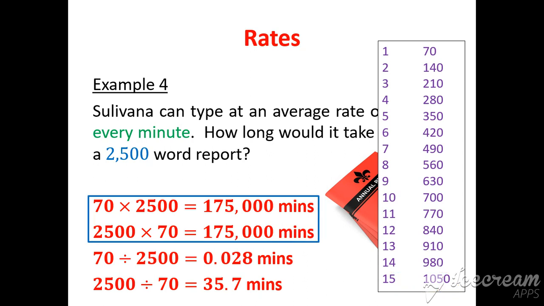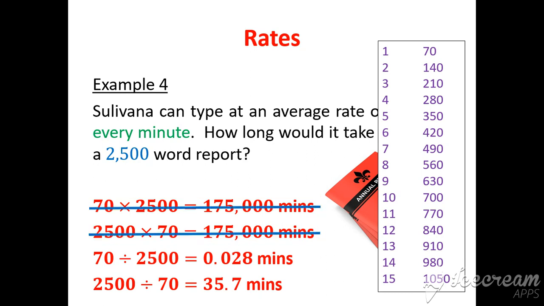So these answers here of 175,000 minutes look far too big for this to be correct. So we're going to ditch those. This answer here also seems ridiculous. That's not even a minute to type 2,500 words. So we'll ditch that, and we've taken the 2,500 divided by 70 to get 35.7, which we might round to 36 minutes to write the report.